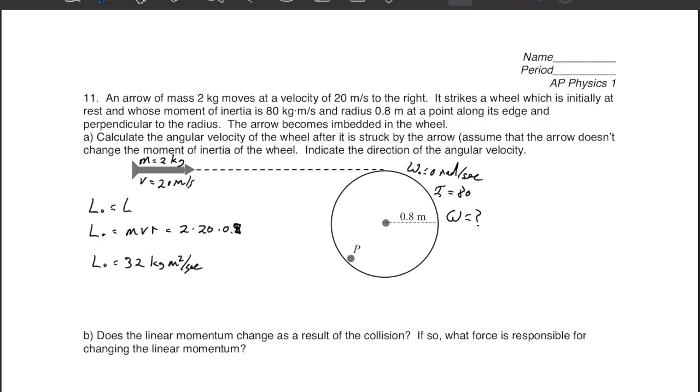We know the initial angular momentum is equal to the final angular momentum, so we can set that 32 equal to the final. And how is the final based? It's based on the I omega of the wheel.